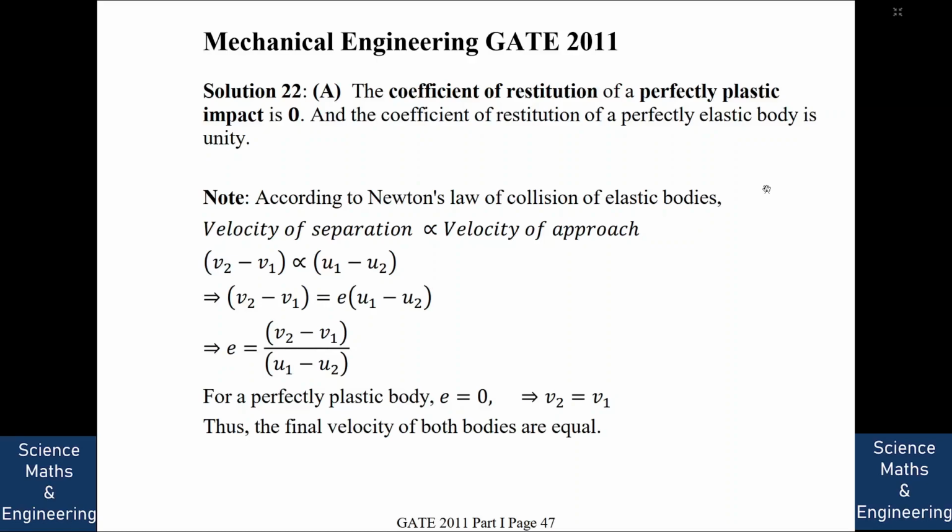Now, as it is 0, that means for a perfectly plastic body, v2 is equal to v1. That is, the final velocities of both the bodies are equal. Although one body may have been faster than the other, so velocity of approach would not have been equal to 0, but the velocity of separation is 0. Okay, so u1 is not equal to u2, but v2 is equal to v1. Okay, so we'll go to the next question.